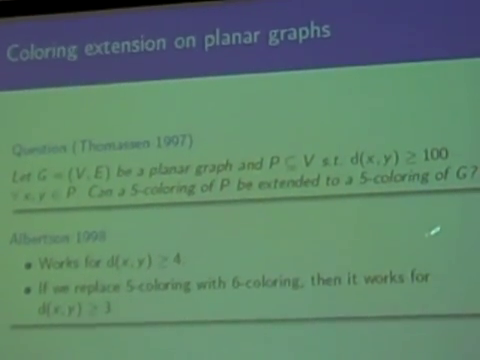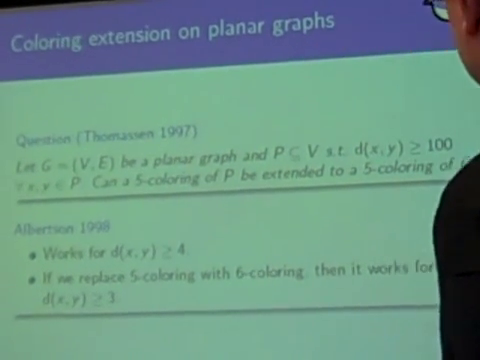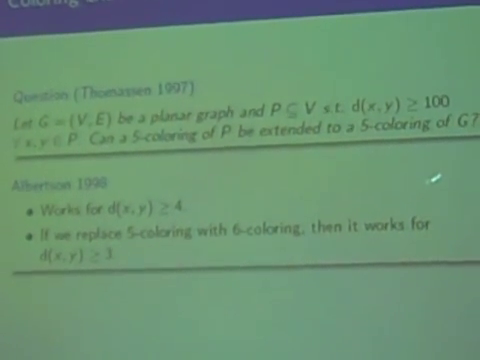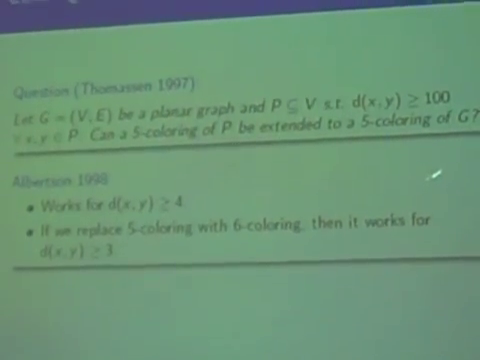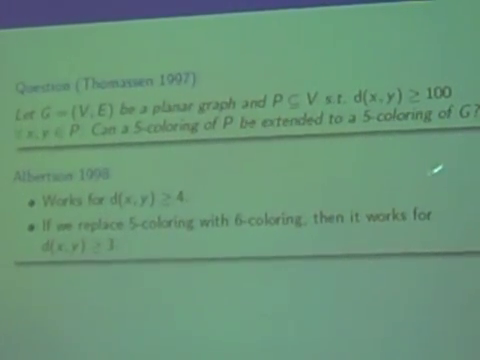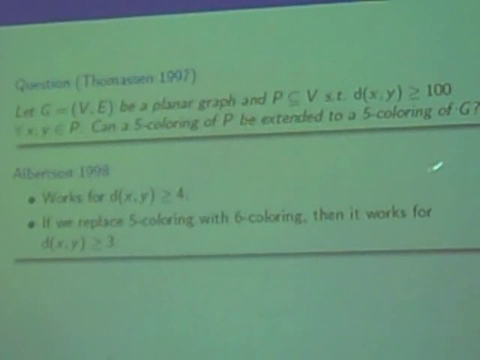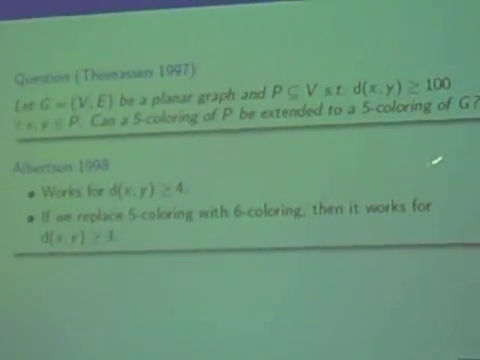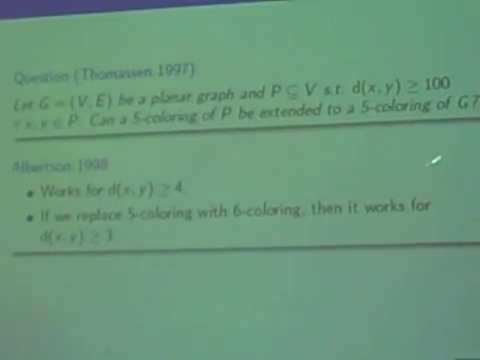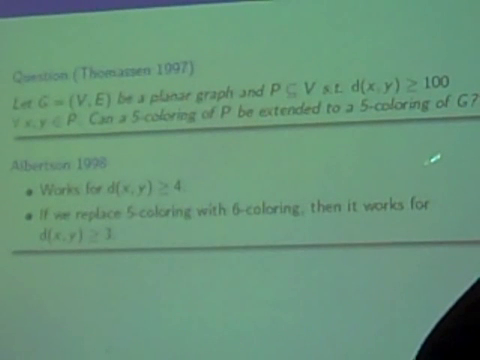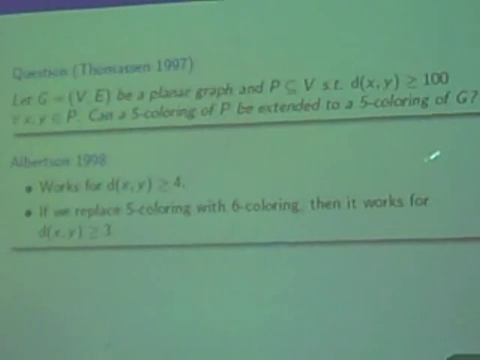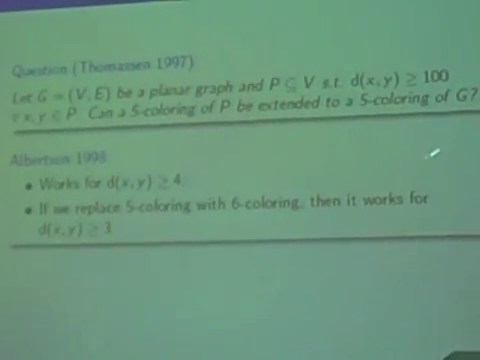about 13 years ago. And Mike Albertson in '98, so just shortly after this question was posed, showed that it works if the vertices are at least a distance of 4 apart. Okay, so we can color all of the vertices in this set P, and then start moving out from them and color the rest of the vertices in the graph. And we can improve the distance by a small amount. So if we instead want to use at most 6 colors, we can make the vertices a distance 3 apart and still be able to extend the coloring.